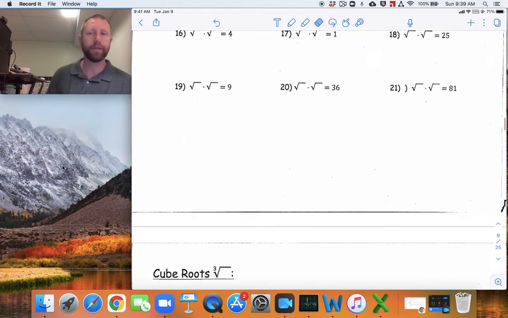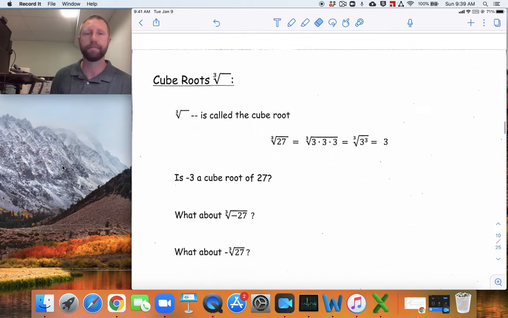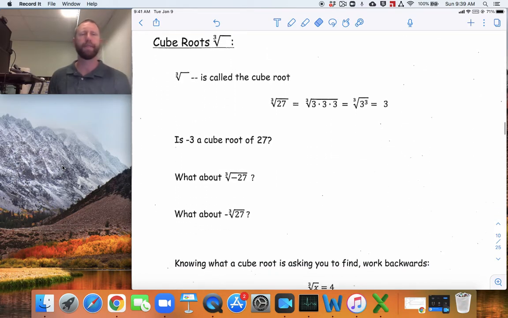All right, so you should have finished that and checked off your answers. If you have any questions, make sure you ask your teacher. But now we're going on to cube root, so I'm going to do the notes section for this one.